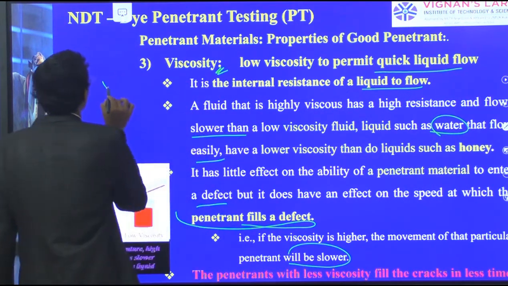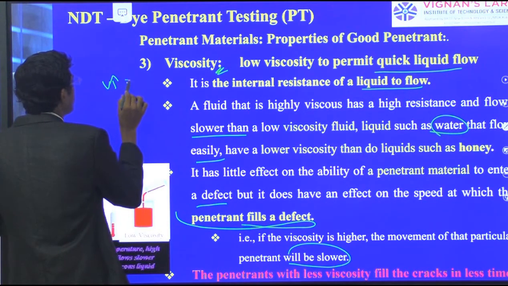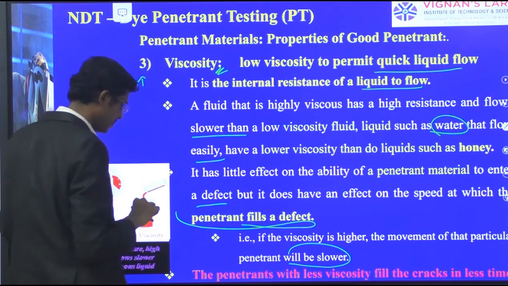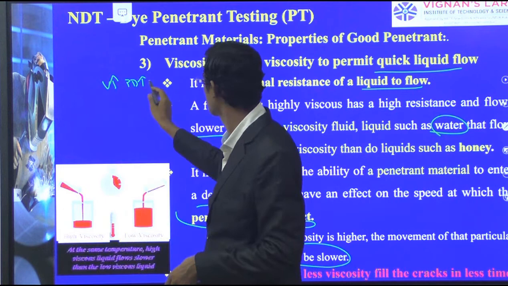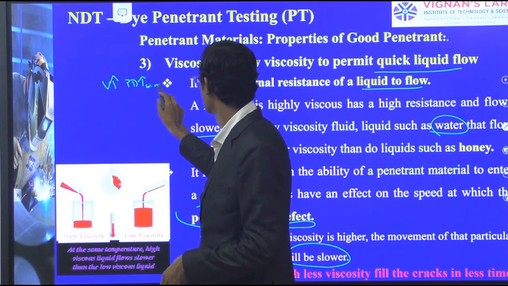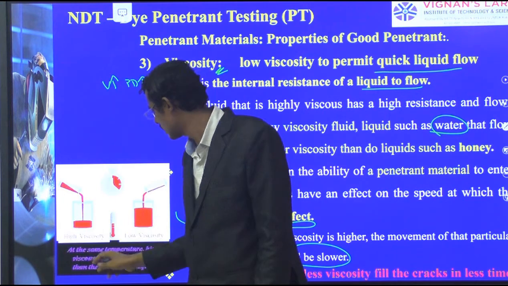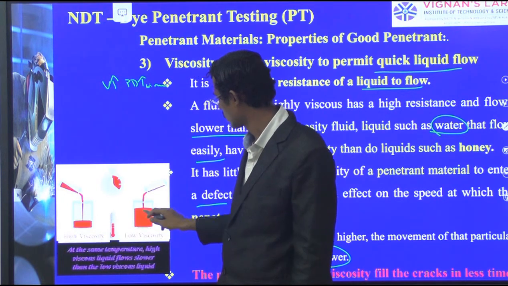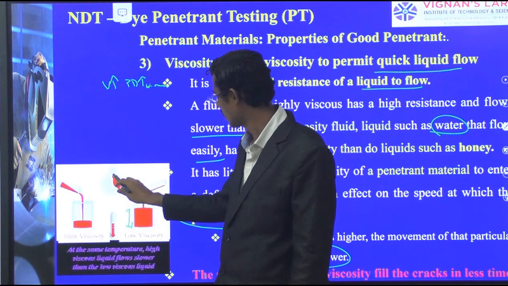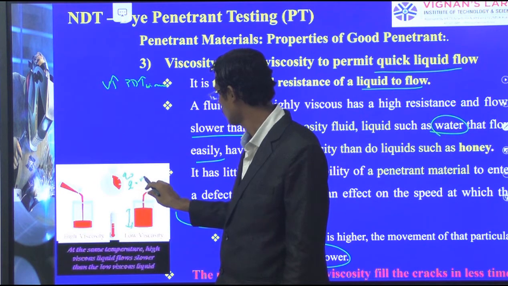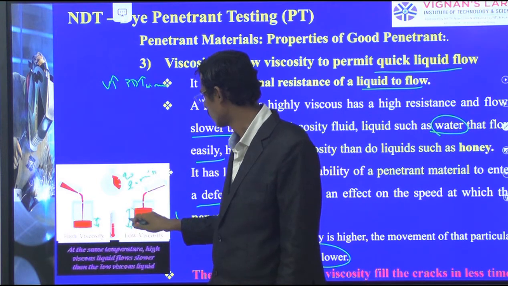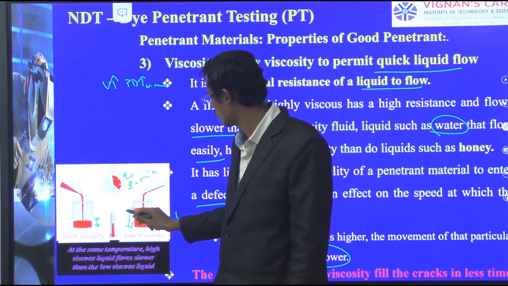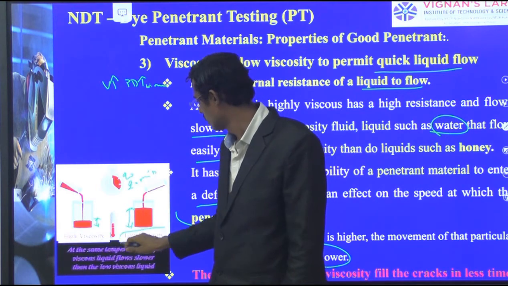So as viscosity increases, penetrant dwell time increases. A penetrant with less viscosity fills the crack in a lesser time. So here the penetrant dwell time increases. Here is a high viscosity, it takes more time. Low viscosity, it fills quickly. See, in the same 20 minutes of time, it is filled only to this much level. In the same time, it is filled more, because this one has a low viscous property.